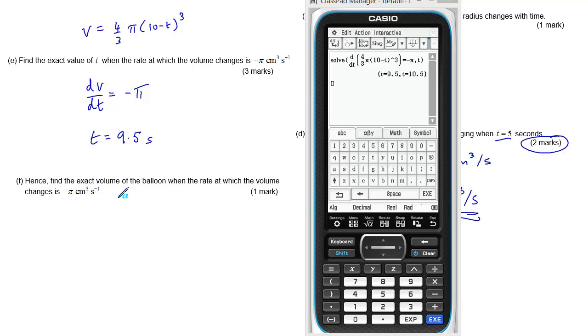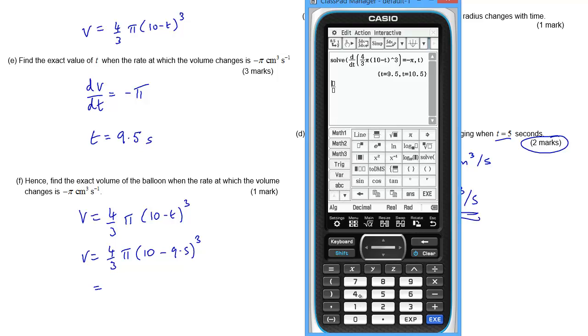Hence find the exact volume of the balloon when the rate at which the volume changes is negative π. So we know the volume is 4/3 π (10 − t) cubed, and we just found that t is 9.5. So that's going to be 4/3 π (10 − 9.5) cubed. So we just need to calculate that.